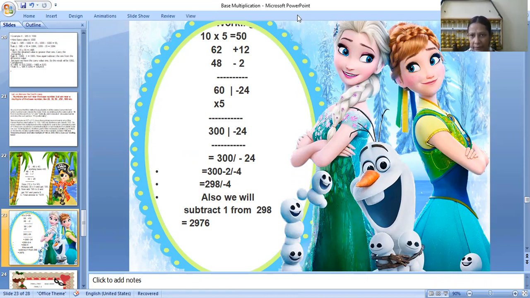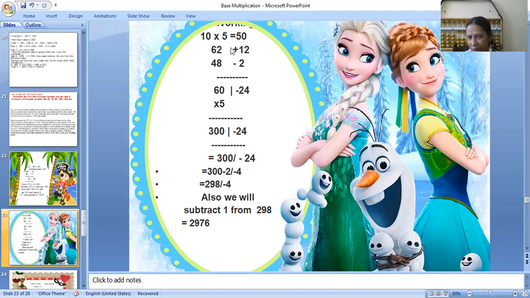Okay, so the next steps are the same. What you have to do here is 62 minus 2, or you can do 48 plus 12. In both ways you will get 60, and here you will do plus 12 multiplied by minus 2. So you will get minus 24.